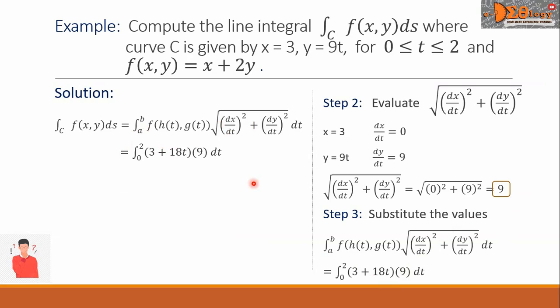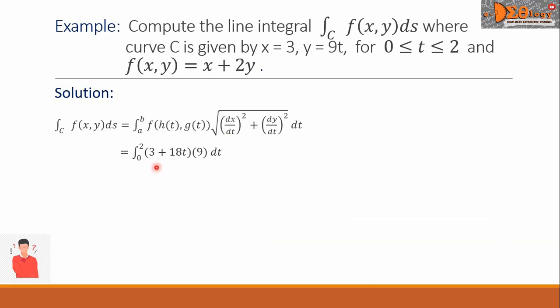Then let us start the simplification. We can simplify this further into moving the number 9 as constant outside the integral sign. Let us now integrate the quantity 3 plus 18t. We copy the number 9 down here, that is a constant. Integral of 3 is 3t plus integral of 18t is 18t squared all over 2. This fraction can be simplified into 9t squared. Distributing the constant, we have now 27t plus 81t squared.